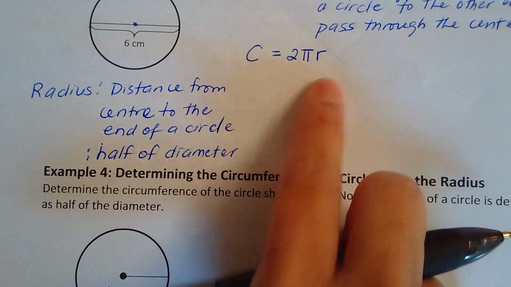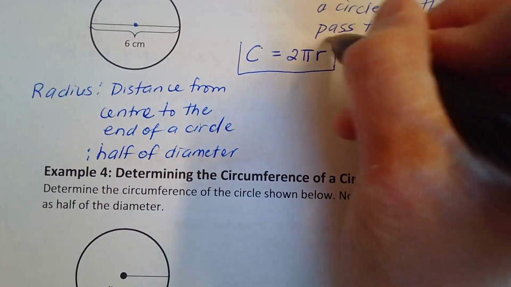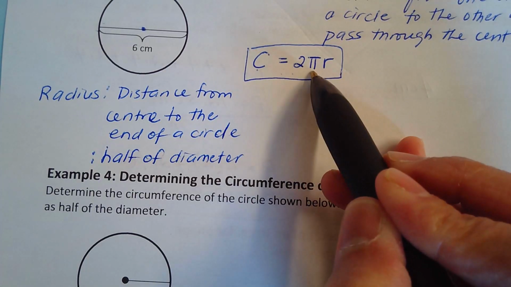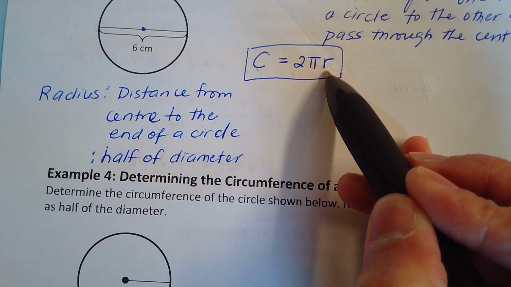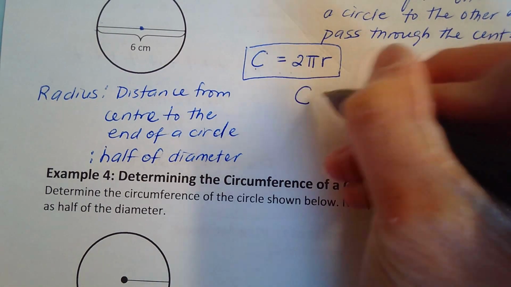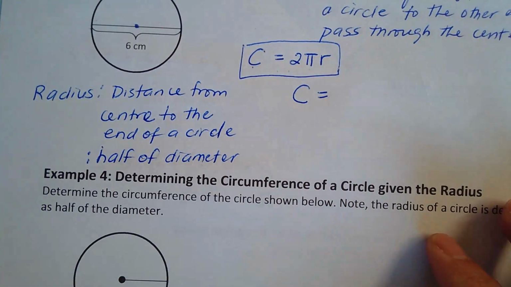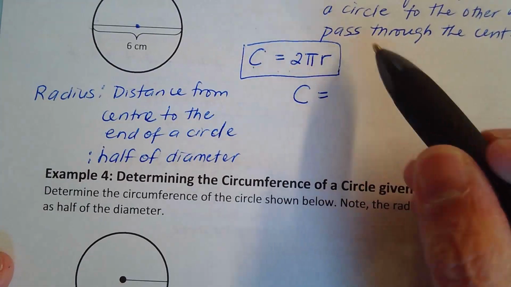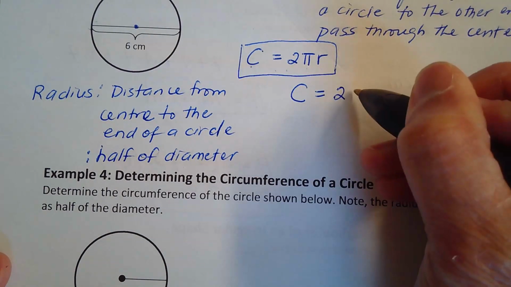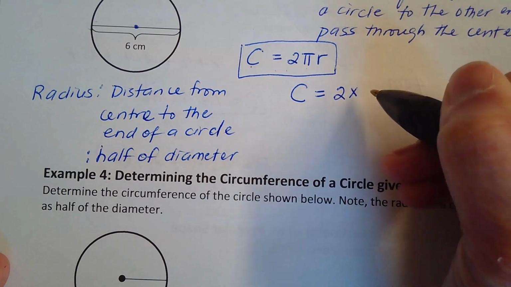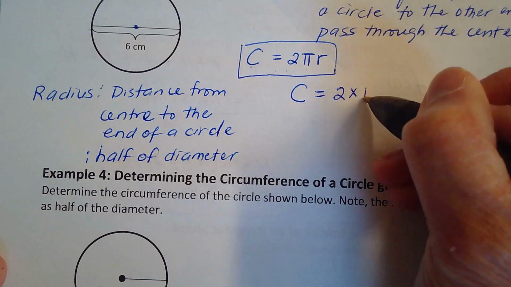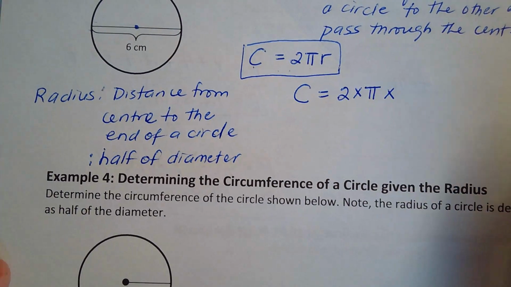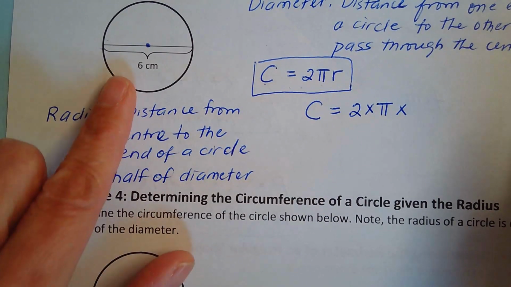Okay, so in this formula, circumference is equal to 2 times pi times r. The circumference is around the circle. So we're going to follow the recipe, follow the formula. So 2 times, I'm just going to put the times symbol there, pi, we're going to do the pi later, times r. What do you think the r is in this case?